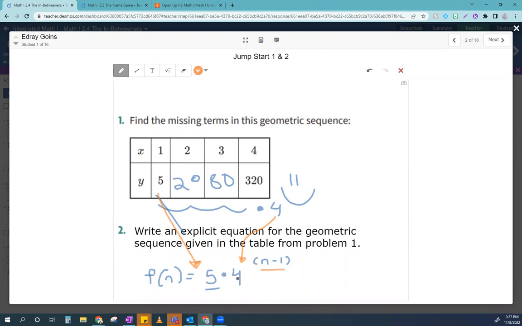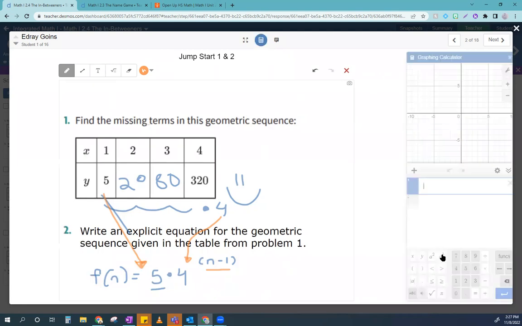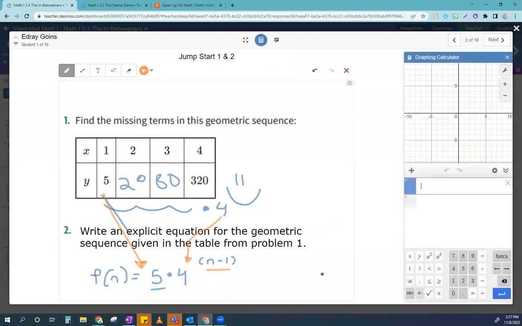And then if I'm really trying to make sure that I'm getting an A on a quiz, or I really understand it, I would pick any of these random points and plug my answer in. So I'm going to plug this in. I'm going to say 5 times 4 to the parentheses, x minus 1. But I'm going to plug in a number, one of these. I'm going to plug in 3. My hope is that I get 80 out.